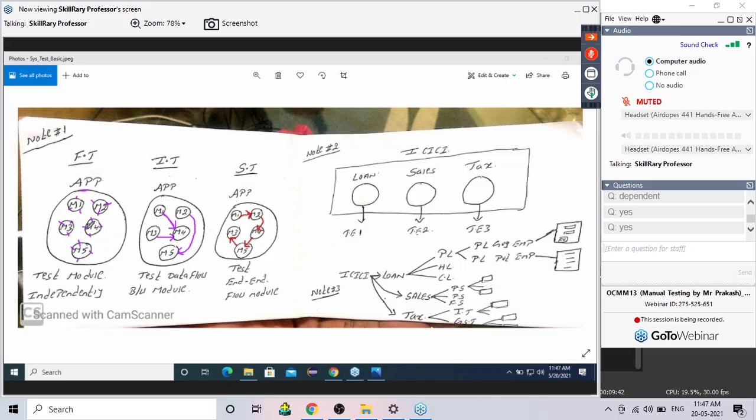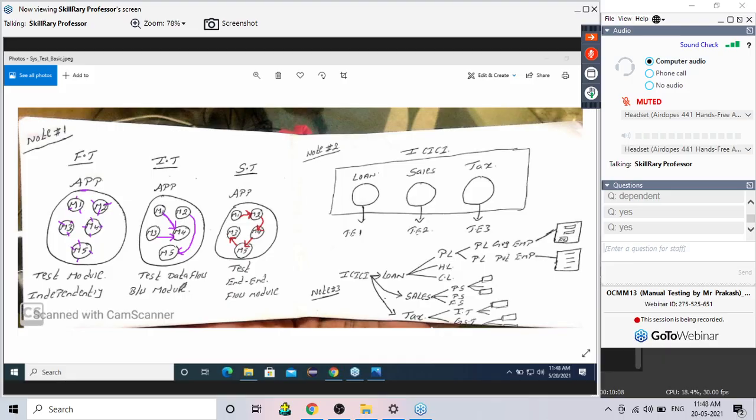Now see this. In diagram number 1, diagram number 2, diagram number 3, where are you touching all the modules, tell me? Correct. In the third one. That's the reason they say, boss, independent testing is required. Dependent modules testing is also required.